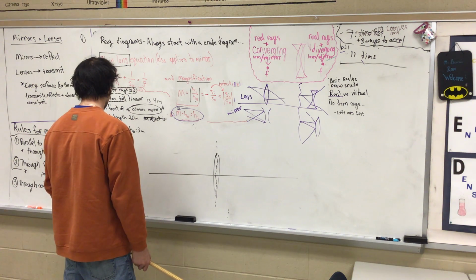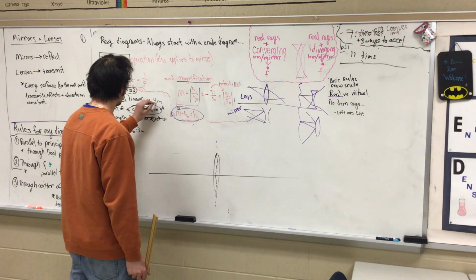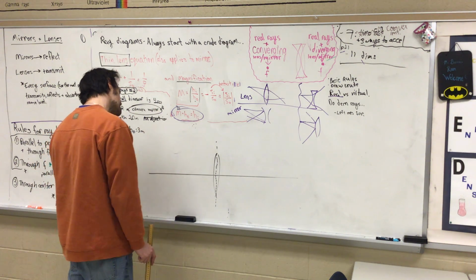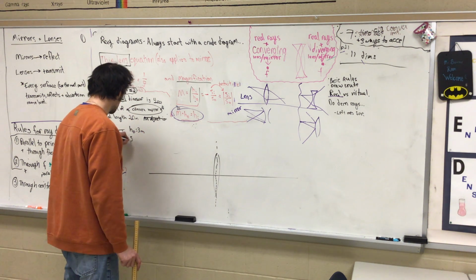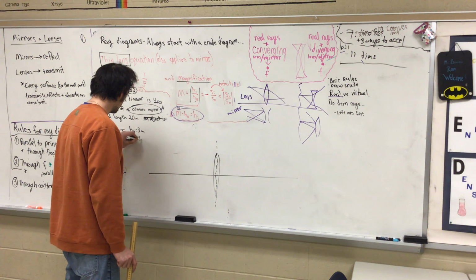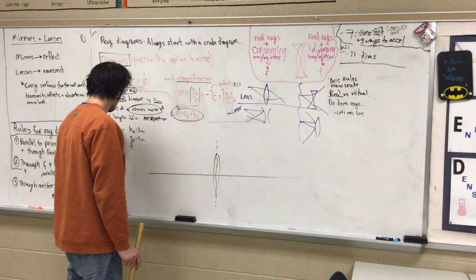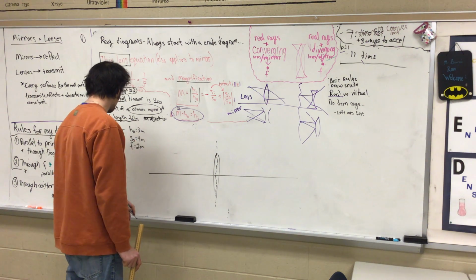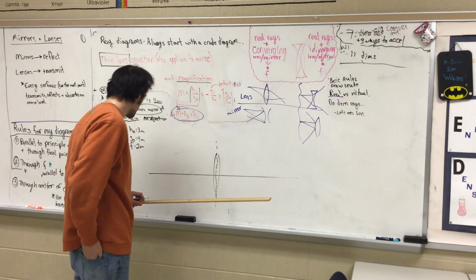Oh, I didn't go through everything we know. 4 meters in front of the convex mirror. 4 meters in front, the object distance is 4 meters. The focal length is 2 meters. And I think that's all the information I have, unless I skipped something. I don't think I did. All right, 2, 3, and 4.